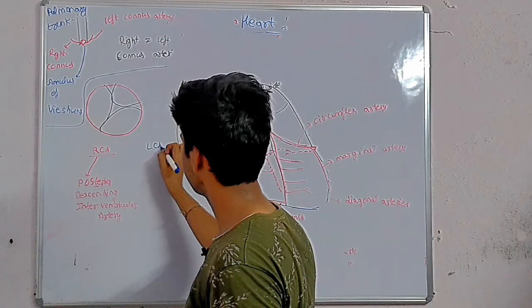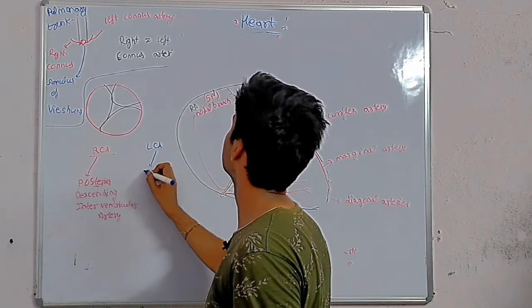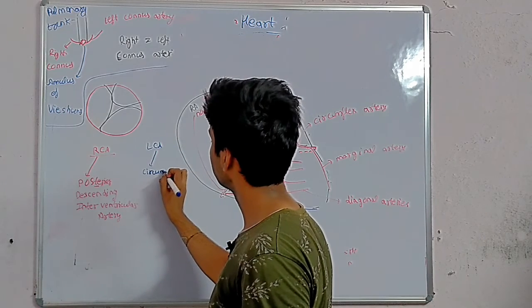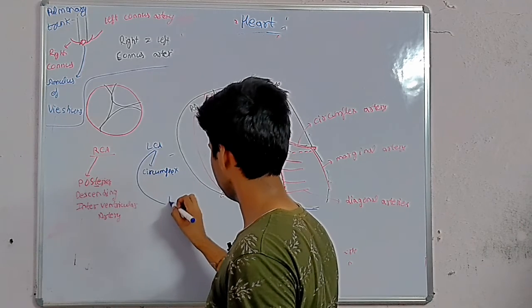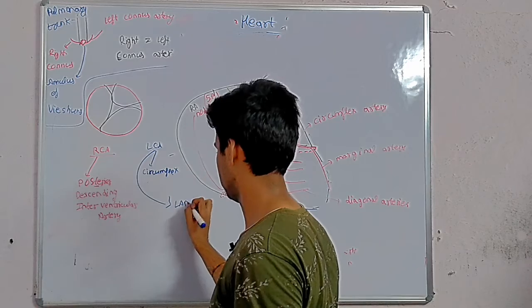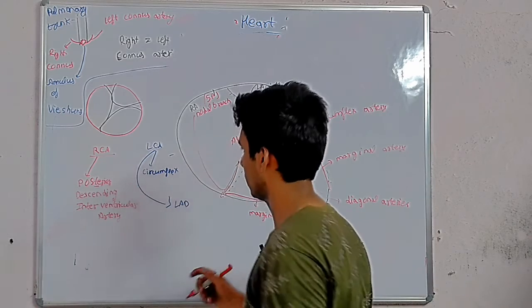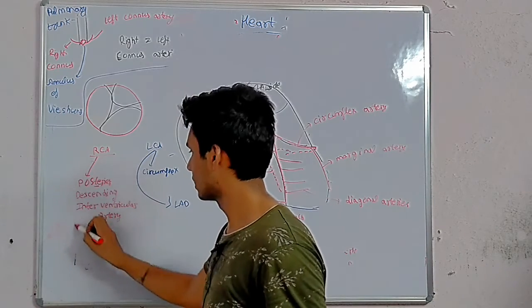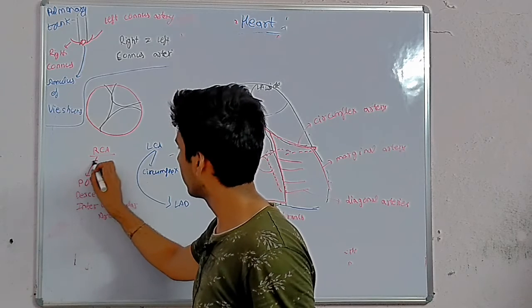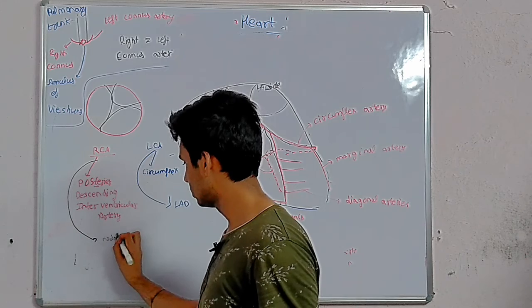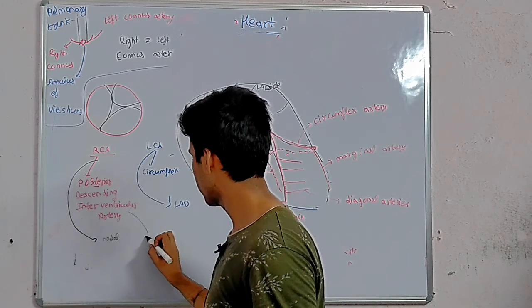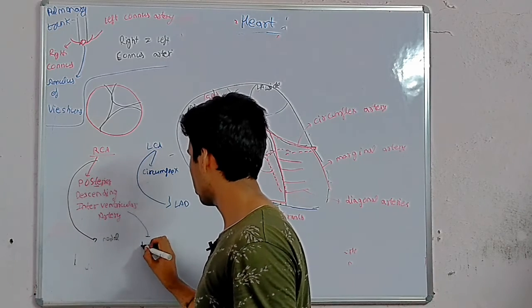And one is LCA, which gives two branches: circumflex and LAD. Then the RCA gives some branches. Some branches of RCA are nodal. The branch of the posterior is to the AV node.